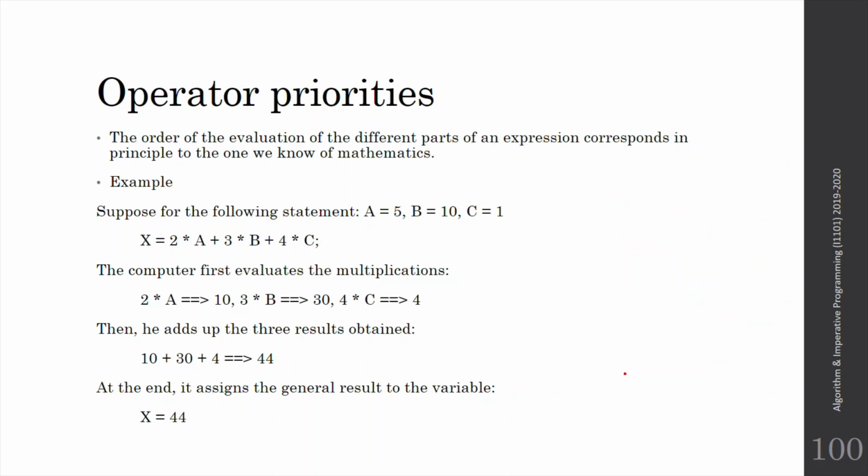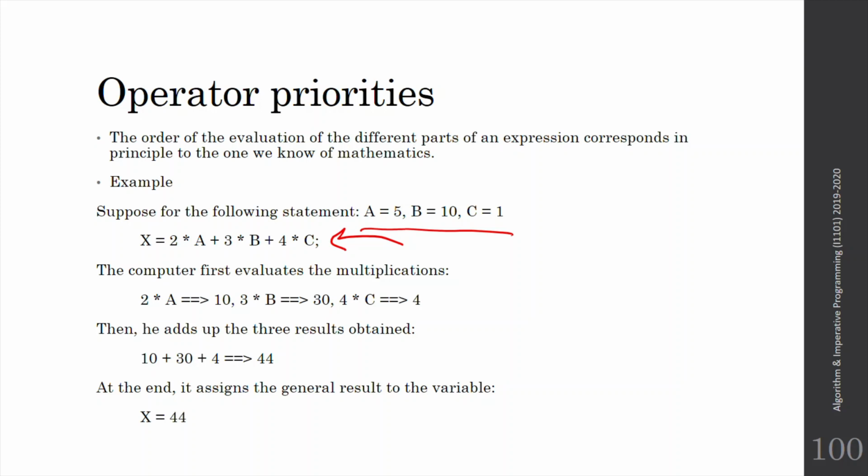Suppose we have an example here where there's a 5 in a, 10 in b, and 1 in c, and we have the following. Now we call it an instruction. Why? Because it's an expression and it ends with a semicolon, so it's an instruction.